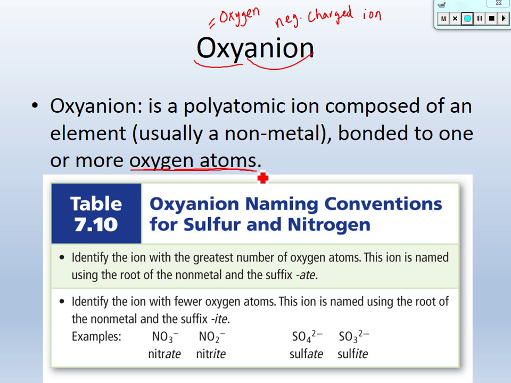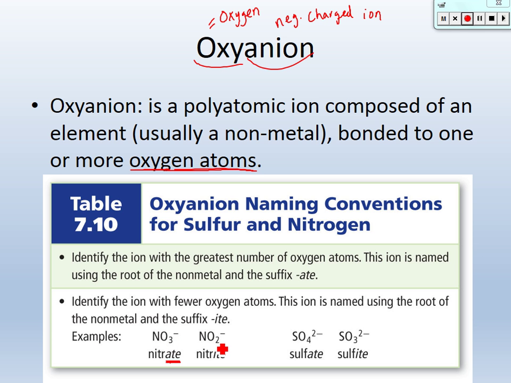There's a rule for naming oxyanions. Look down here: NO3 and NO2. Which one has more oxygens? Well, the NO3 does. This 3 right here means there are 3 oxygens. If it's bonded to more oxygens, it ends in ate. We just have to come up with some way to remember that. When I was learning it, I always thought that I like to eat a lot. So whichever one has more oxygens ends in ate, because that's kind of like eat.